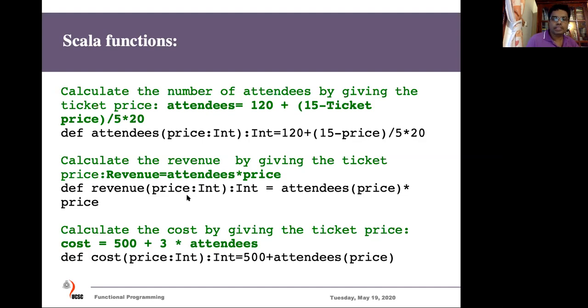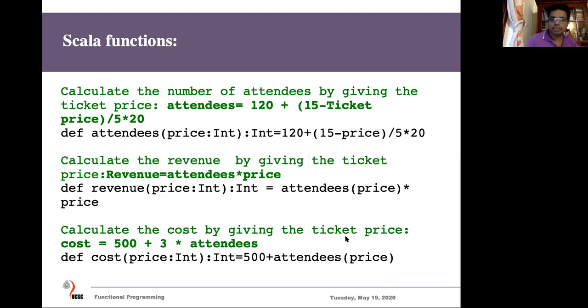Similarly, my revenue function has input, that is, the ticket price. In order to calculate it, I have to get the attendees, so I call the attendee function by giving this price, and then revenue is number of attendees multiplied by the price. So using the attendee function, I can get the number of attendees by giving the price here, and then I multiply by the price, I get back the revenue. So this is my revenue function.